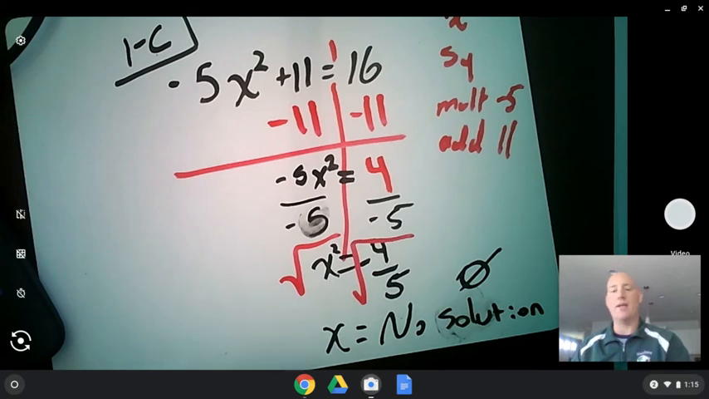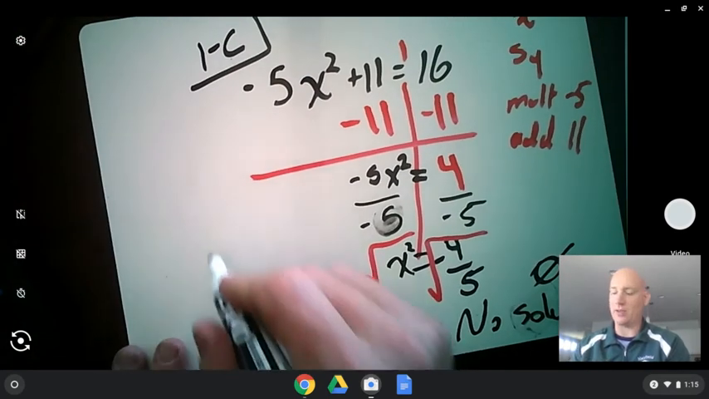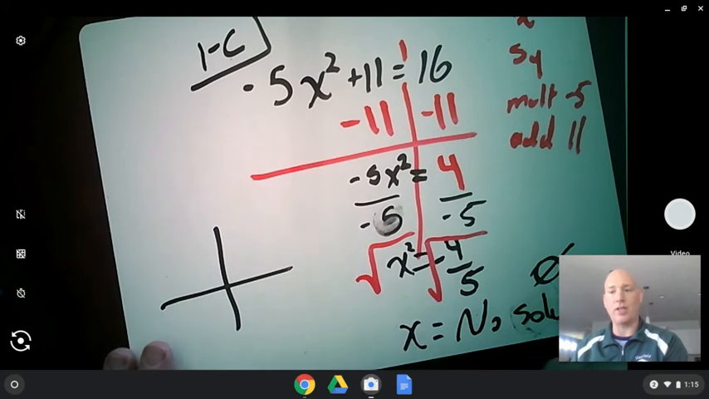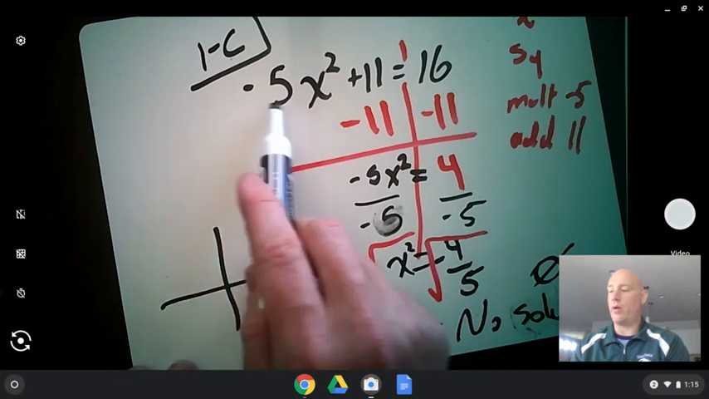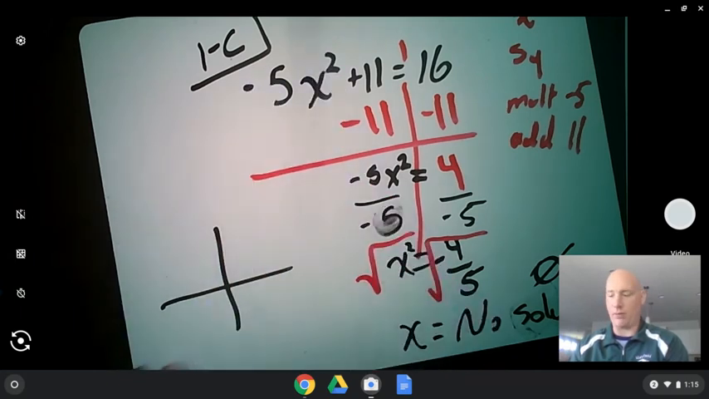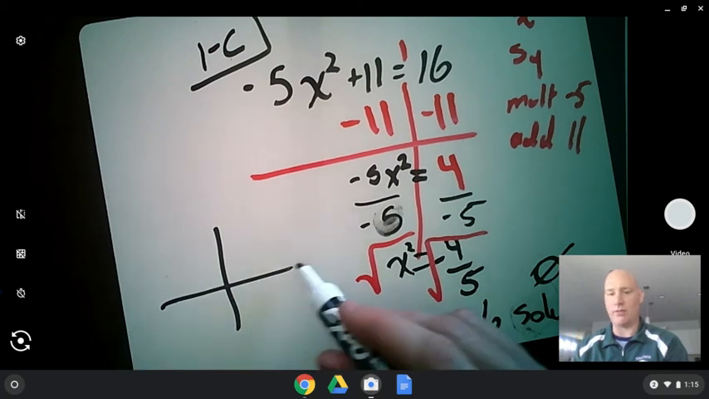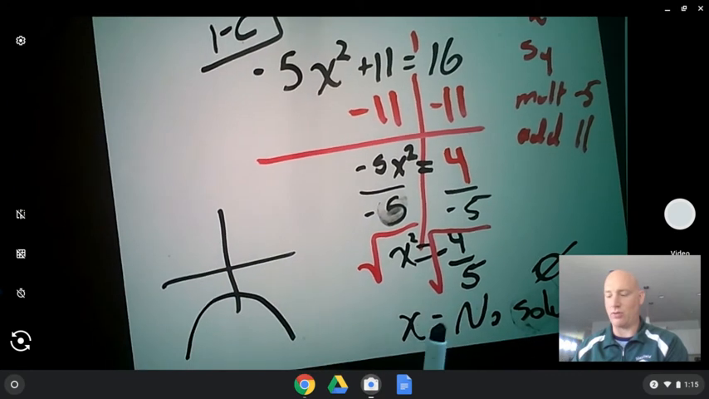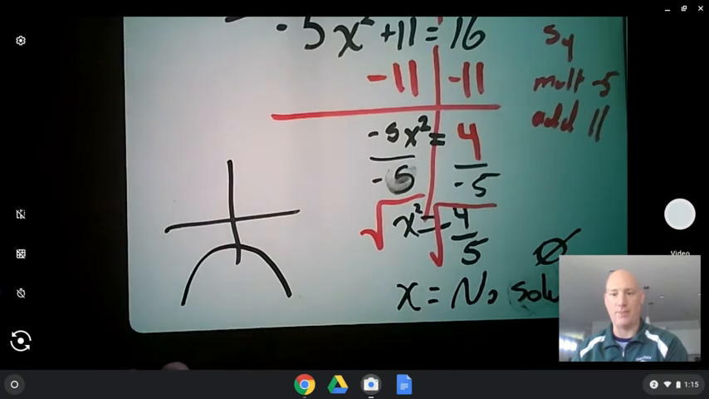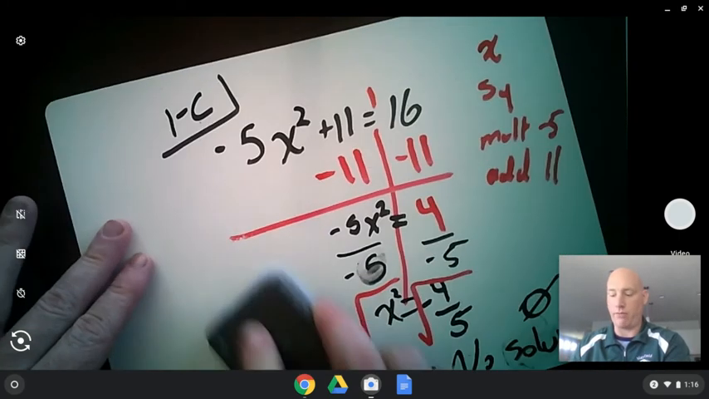Either one. Now, I want to connect this to what we did last week, though. Hopefully it makes sense. If we were going to graph this, take a second. What would the graph look like? Okay, so we know the x squared is negative, so it's going to open down, but we have no solutions. When a graph doesn't have a solution, it never crosses the x-axis, so it'd have to look something like that. Hopefully you remember that from last week, and all of this is coming together because all graphs are is algebra shown in picture form.